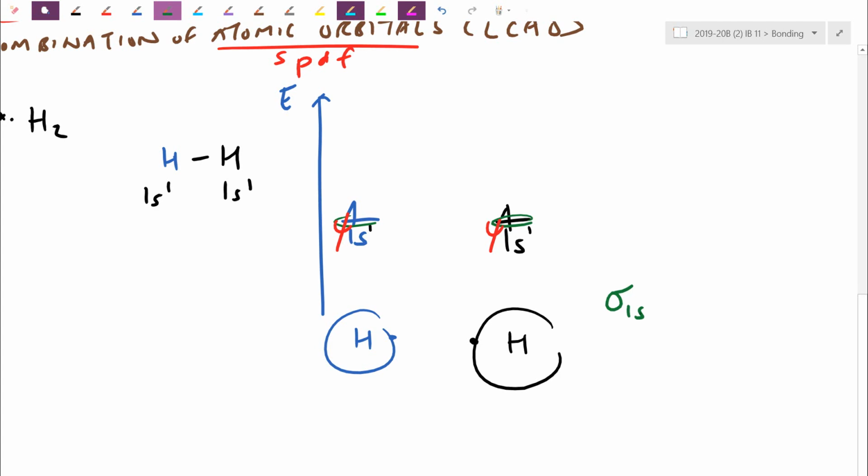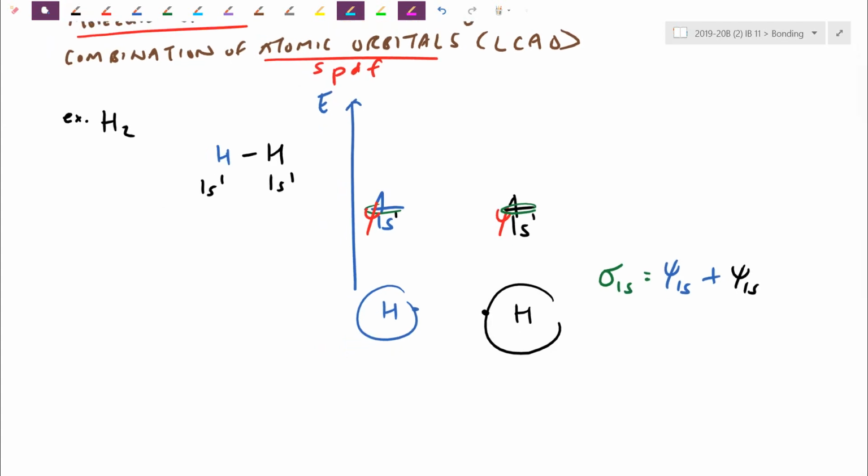Sigma is my molecular orbital. Its electron density is between the 2 centers. And it was made by adding up the wave function for the first 1s, for the blue hydrogen, adding up the wave function for the other 1s. Again, there's a lot of math behind the scenes. These equations here are very, very scary, but this is just showing you the linear combination.